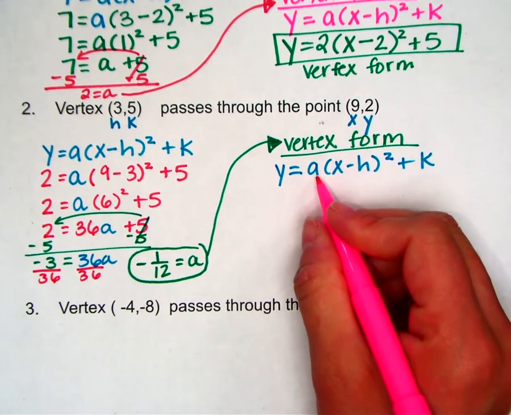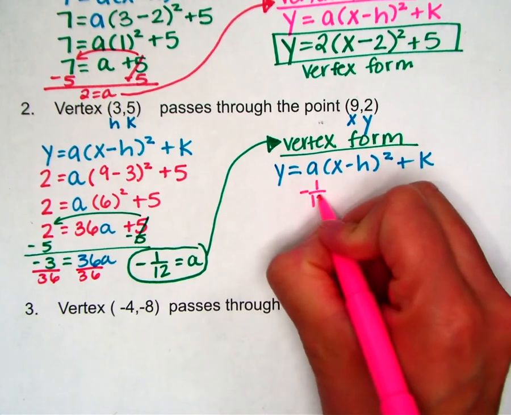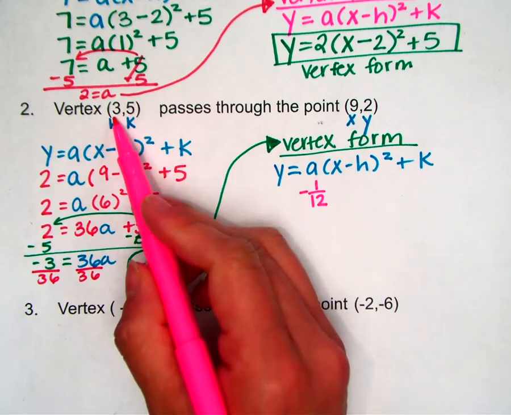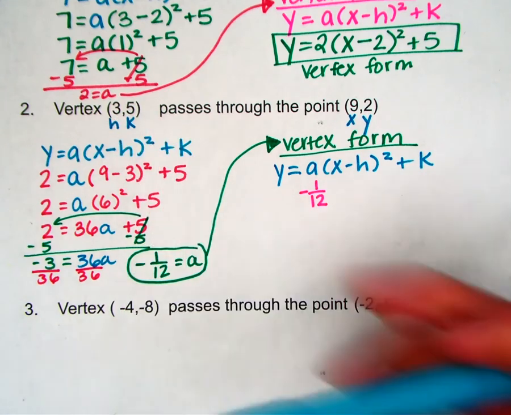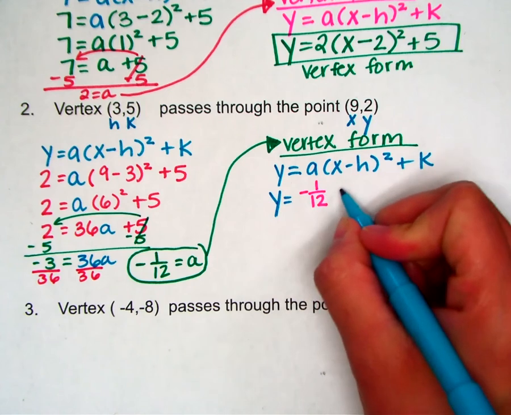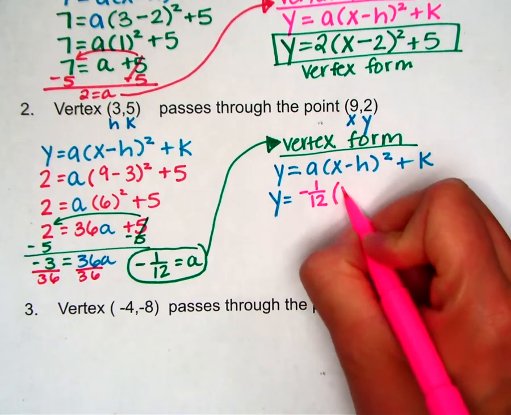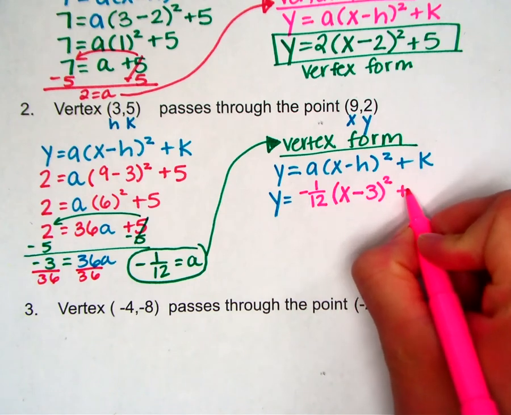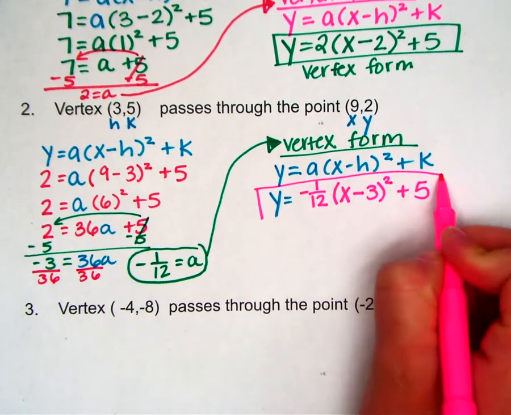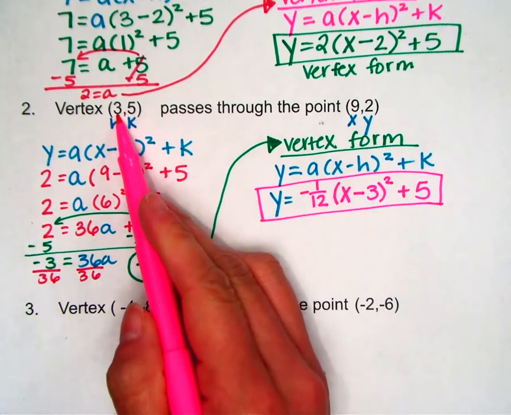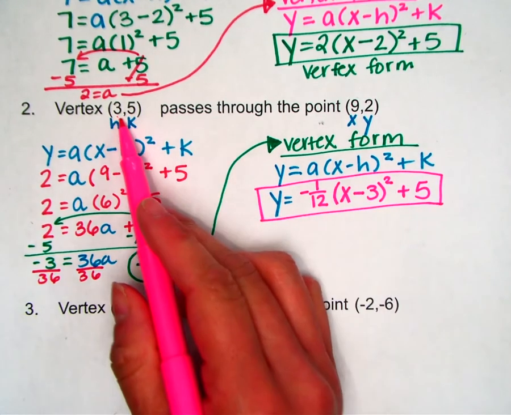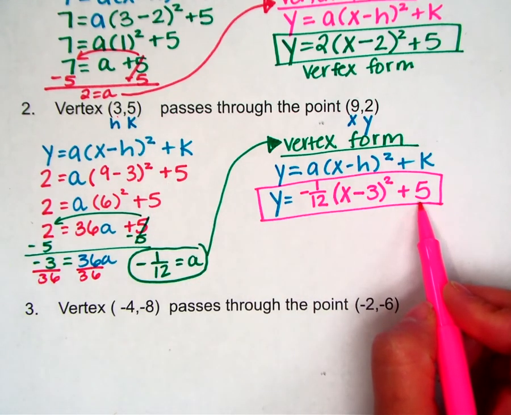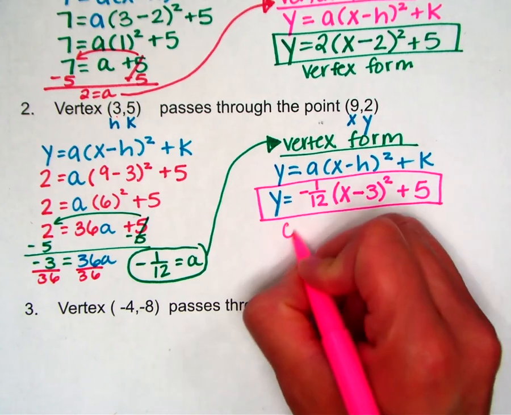I found a to be negative 1/12, so negative 1/12. I know that h is 3 and k is 5. So y equals negative 1/12 times x minus 3 squared plus 5. When you plug this into the formula, you want to recognize that when you plug in your h value, it's the opposite sign of what's given to you. When you plug in k, it's exactly the same sign on the outside of the parentheses. So this is your quadratic function in vertex form.